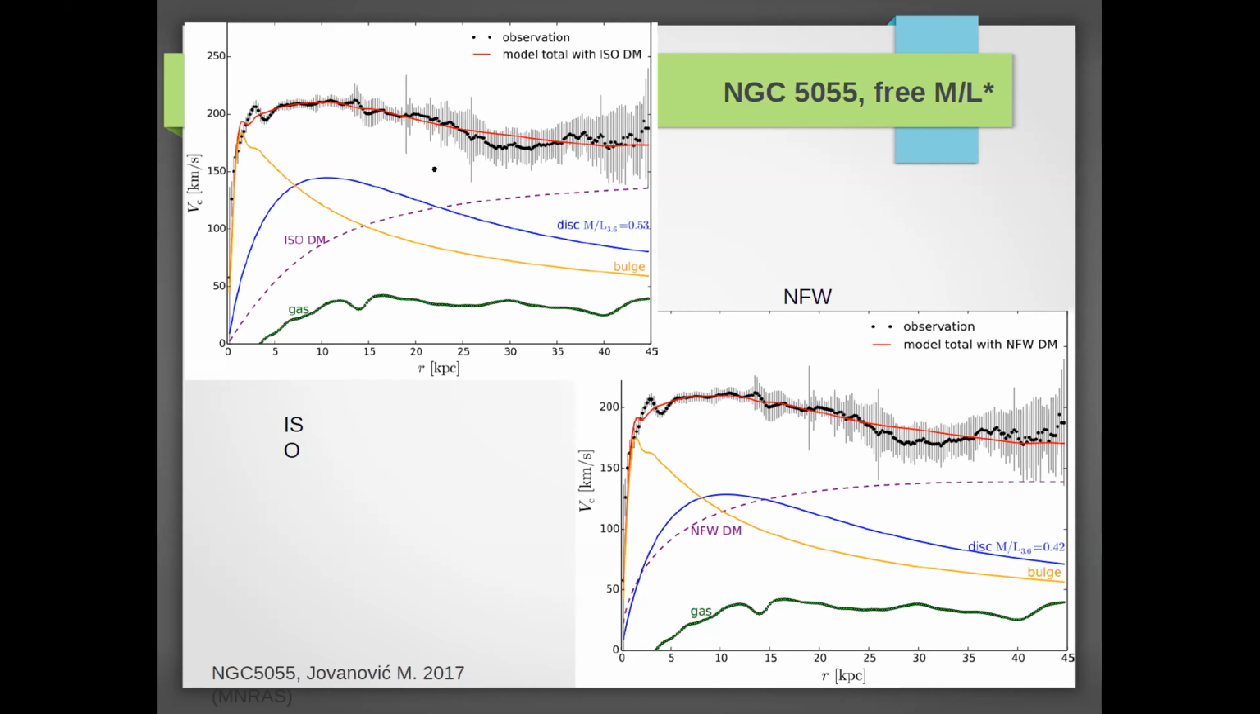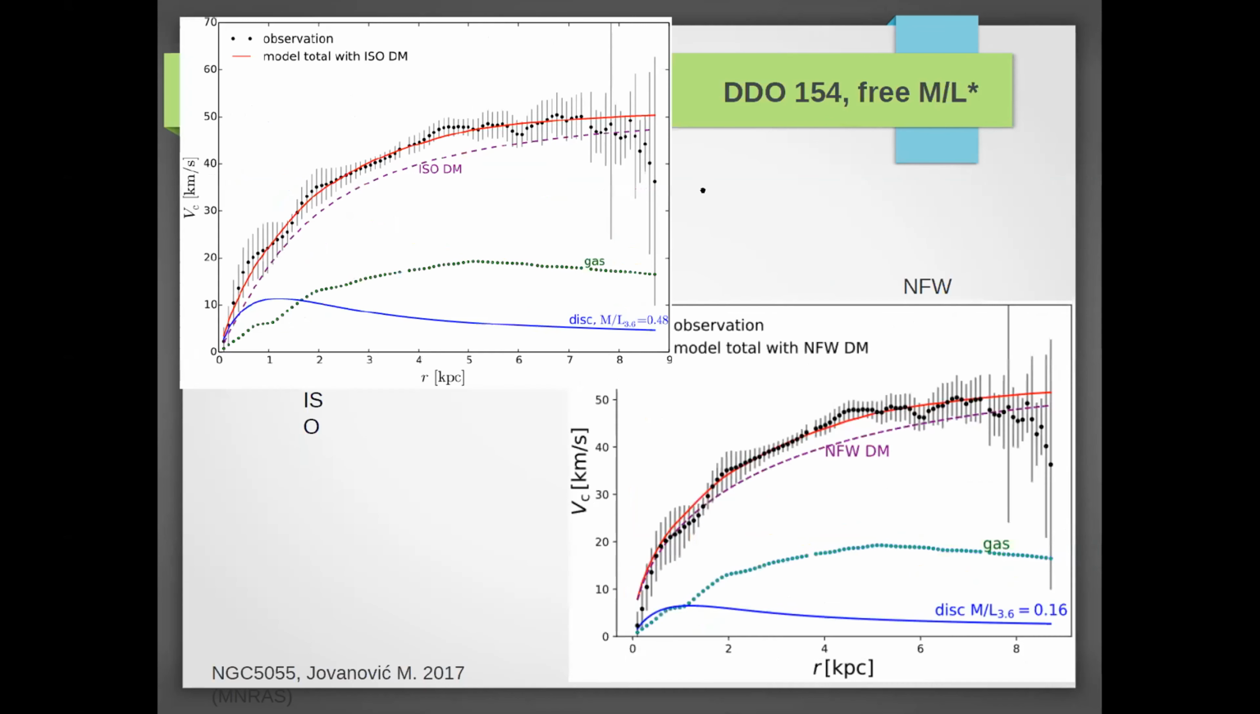So what does this give us at the end? Masses of all individual components and how they change over the radii of a galaxy disk. This is the same for the smaller galaxy that only has one stellar component, a disk.